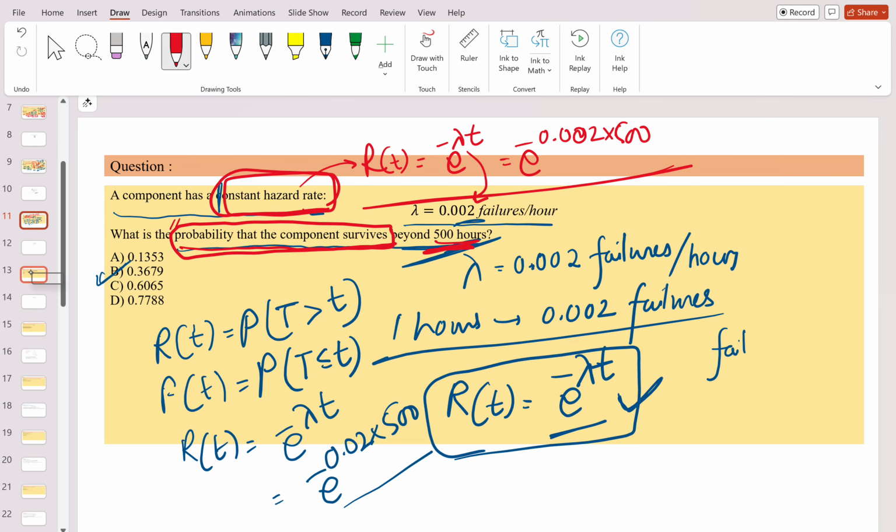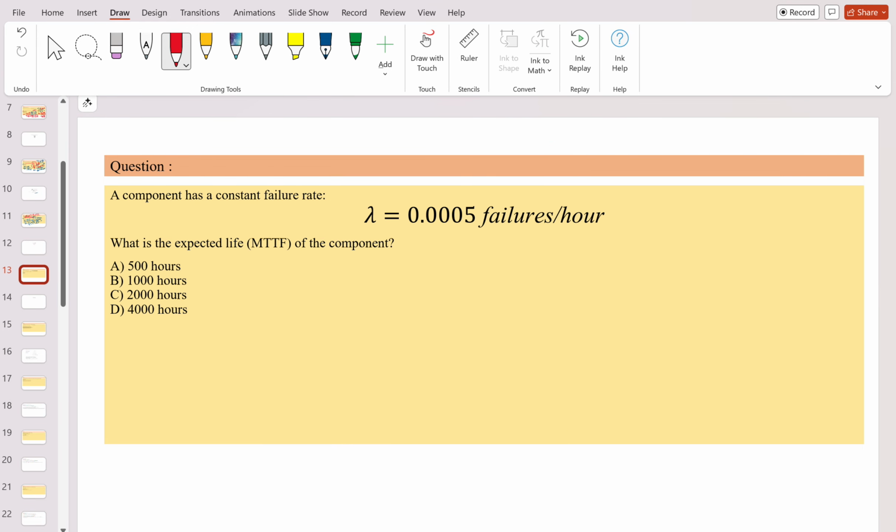Okay, let's move forward, try to solve this. I will explain what these terminologies, MTTF, MTBF, and MTTR, are. Just if you know the answer, try to solve it.